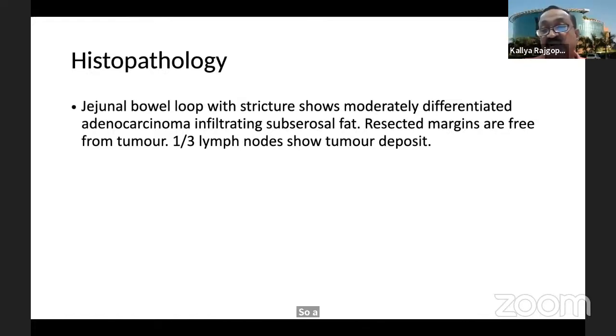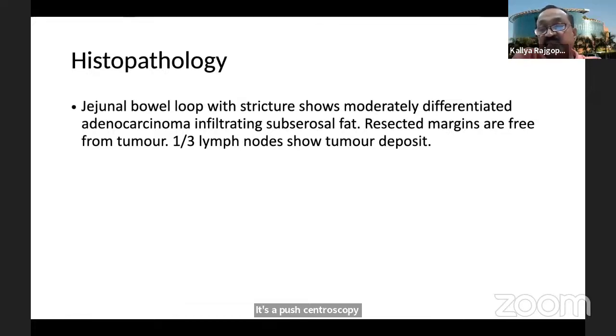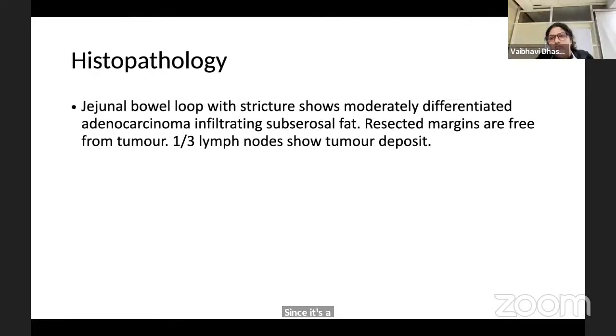Yes, correct. What you told is right. It's a push enteroscopy or a double balloon, where you can take a histological biopsy. Number one, first question. Second question: this is basically a small bowel obstruction, and since it's the jejunum, adenocarcinoma is rare. So your case is different.